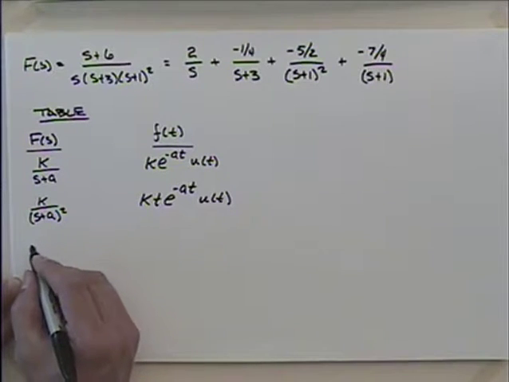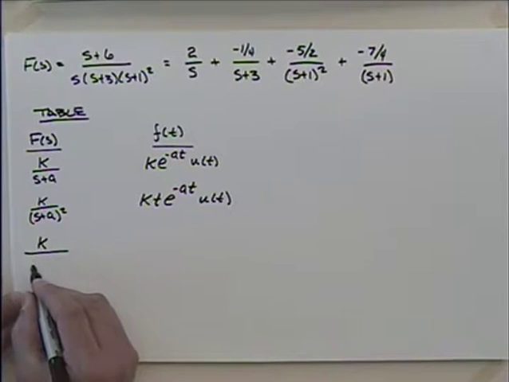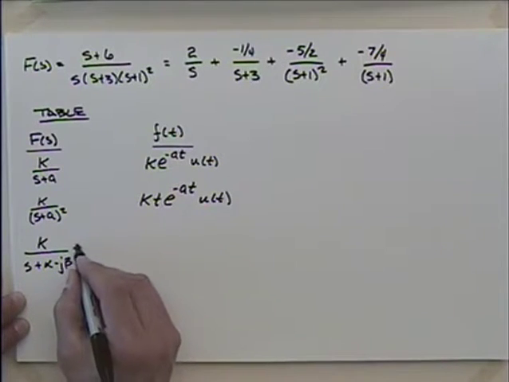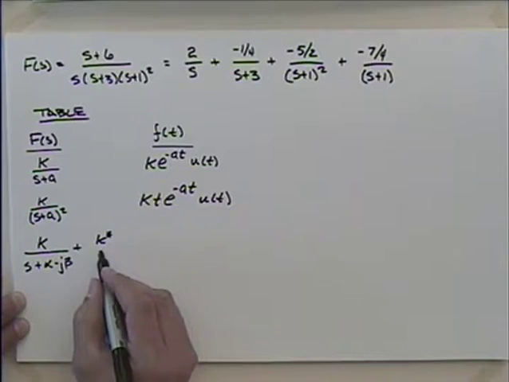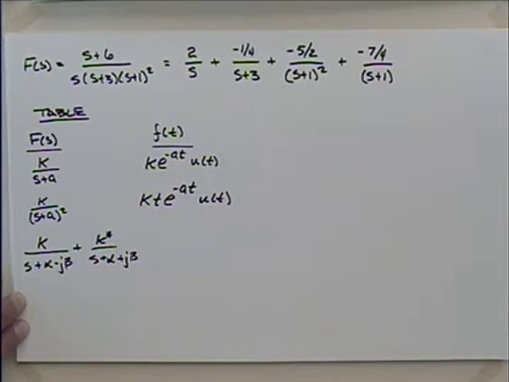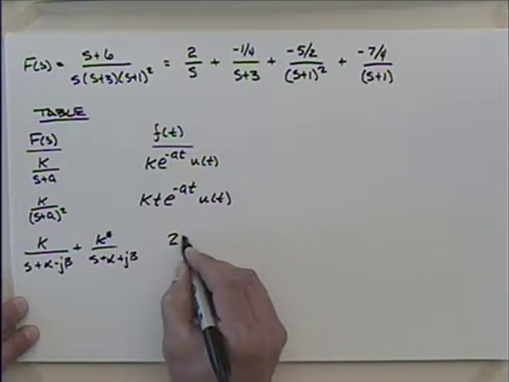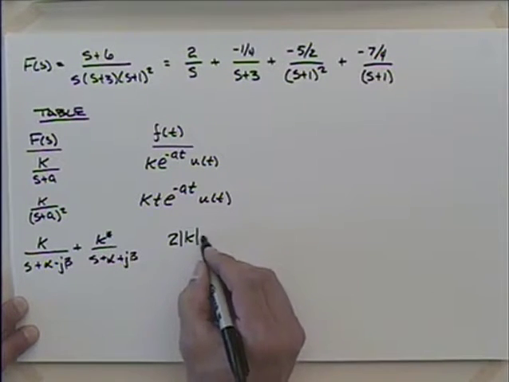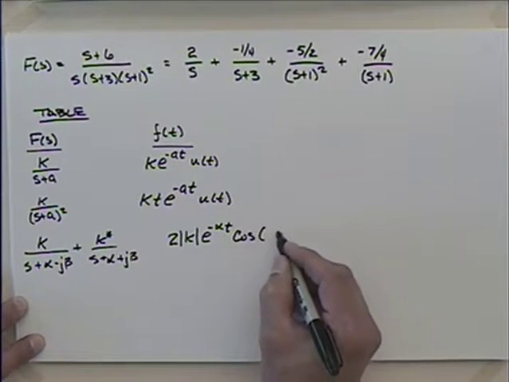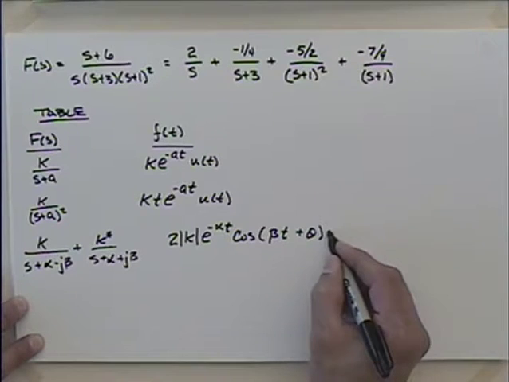A couple others come up, we won't work with them initially, but before we're done we'll do them. You will have K over S plus alpha minus J beta plus the conjugate of K over S plus alpha plus J beta. So we had minus J beta and plus J beta. And that gives us something like this: 2 times the magnitude of K, e to the minus alpha t times the cosine of beta t plus theta, u of t.